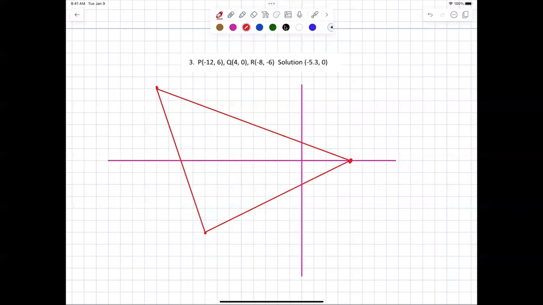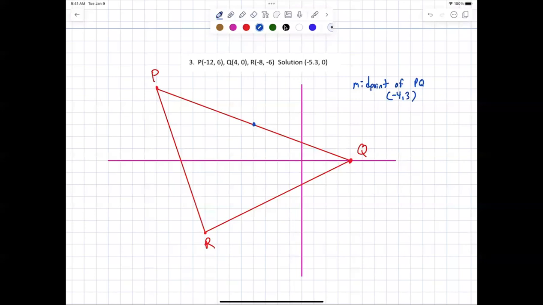Okay, so now I've got P, I've got Q, and I've got R. So help me find the midpoint of, let's just do PQ first. Come on, guys, help me out. Midpoint of PQ is what? -4.3. 1, 2, 3, 4, 1, 2, 3. Perfect. Midpoint of PQ is -4.3.